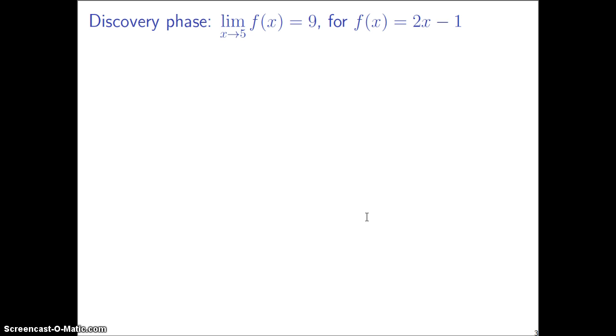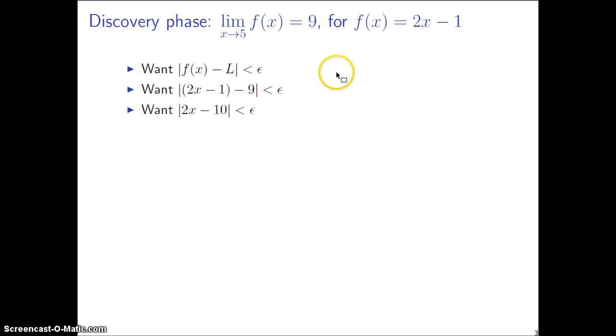So there's this first discovery phase. And it looks like this. You always just start with the final thing that you want. Plug in what you know, so f of x and L, just plug in those, and we can simplify this a bit. Now, when you have an inequality using absolute value, you can pull this apart into two separate inequalities, so we'll do that.